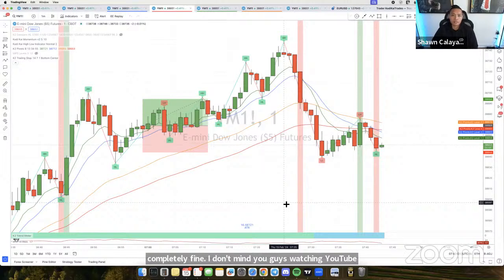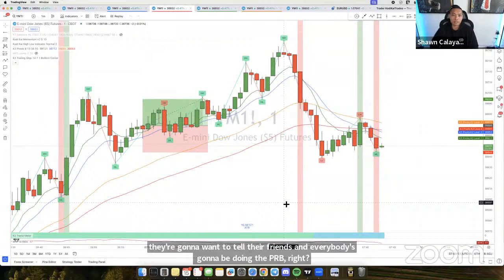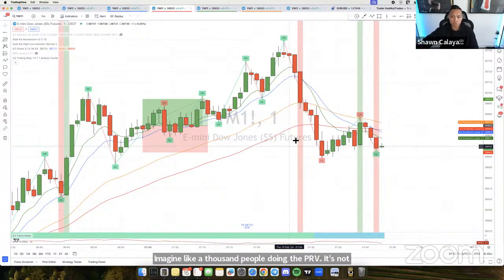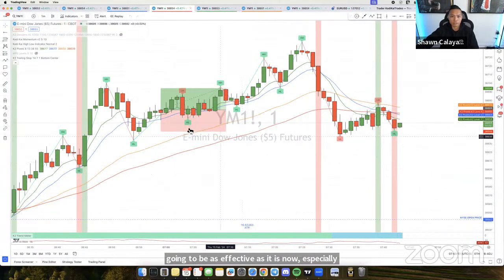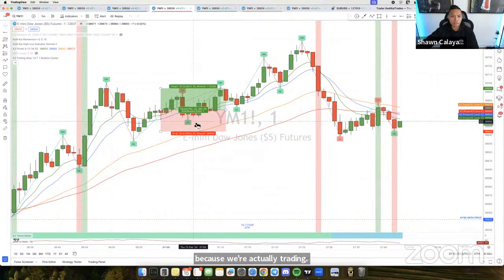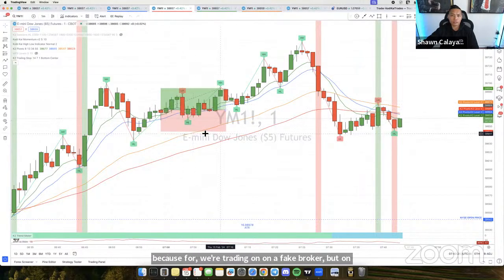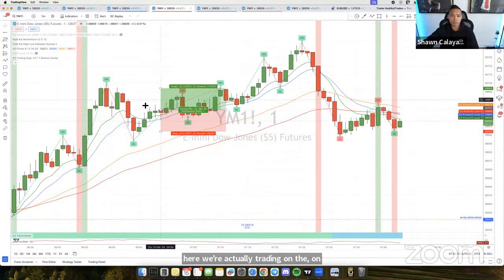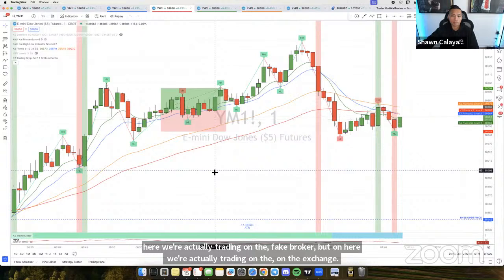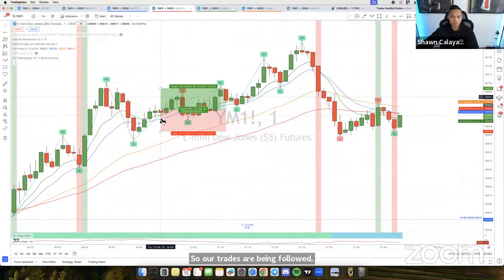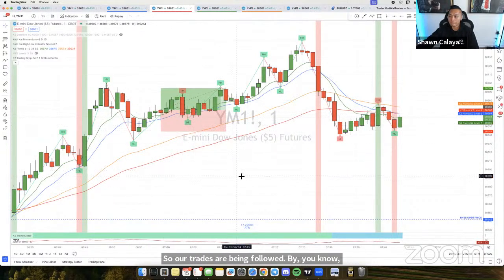And then they're going to want to tell their friends, and everybody's going to be doing the PRB, right? Imagine like 1,000 people doing the PRB. It's not going to be as effective as it is now, especially because we're actually trading on the exchange now. It's different compared to FTMO, because for FTMO, we were trading on a fake broker. But on here, we're actually trading on the exchange. So our trades are being followed by basically all the institutions in there who are seeing these movements happening in the market. So it's slightly different.